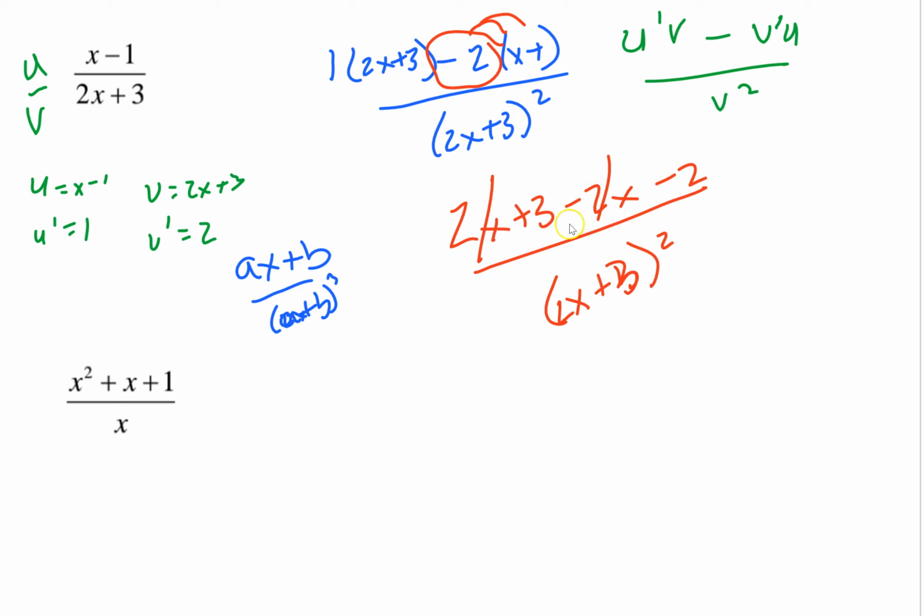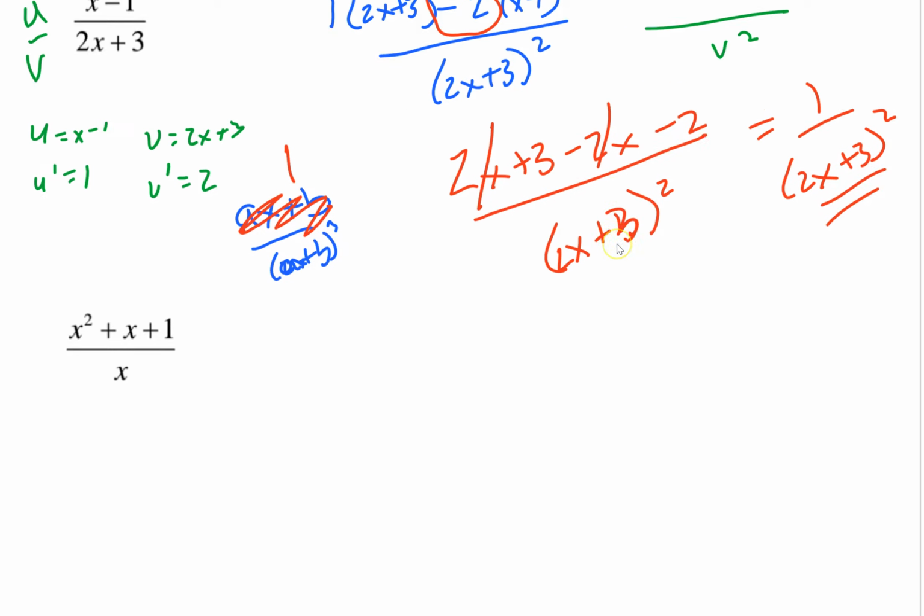Ooh, these cancel out. 3 minus 2 is 1. What? Math is enjoyable. Don't look at me like that. There you go: 1 over 2x plus 3 squared. That's how you use a quotient rule.